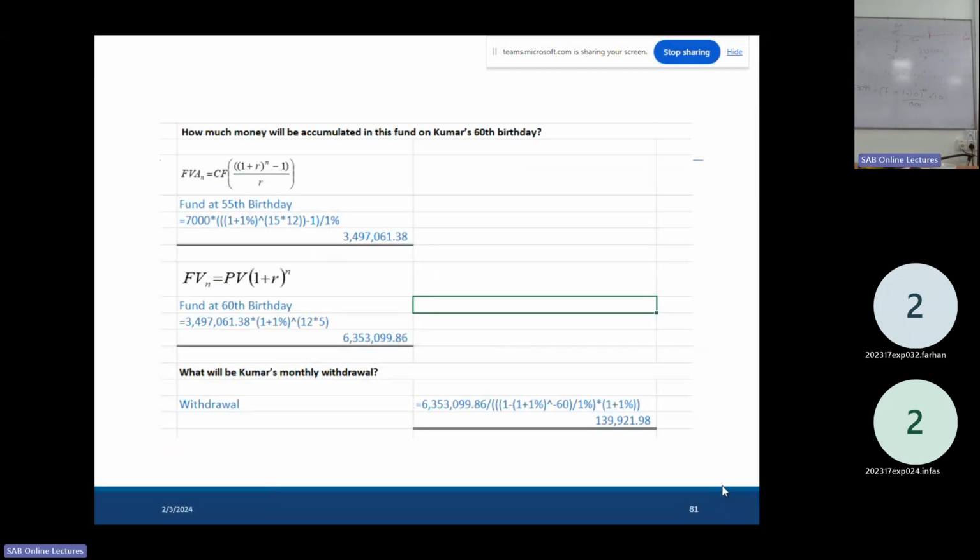If you need any explanations or clarification, ask, right? This question: for the first 15 years, your deposit is 7,000. At the end of 15 years you get this 3.4 million. After that, interest is simply earned on it for the 5 years. From your 60th birthday, at the beginning of that period, you are making 5 years of withdrawals. So our monthly withdrawal is 139,920.